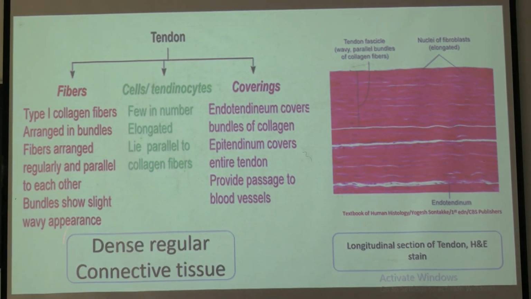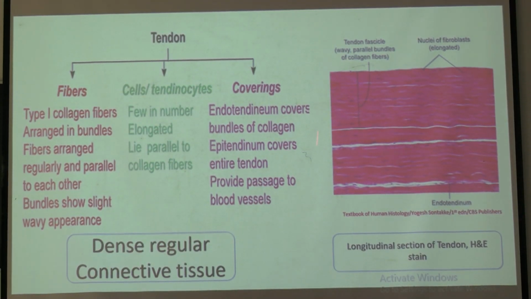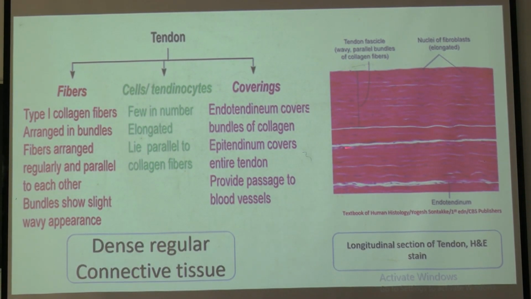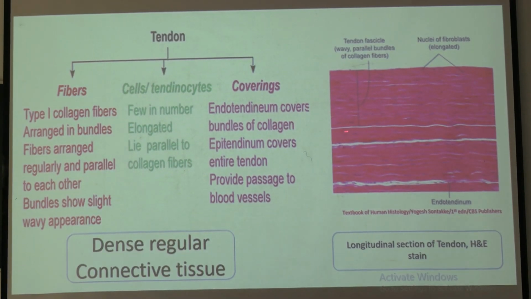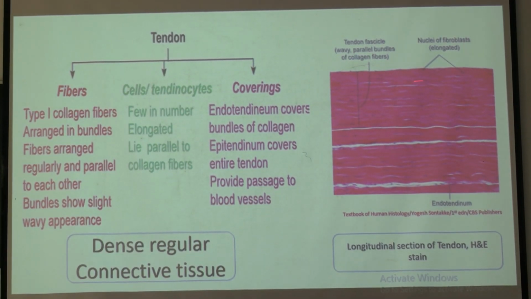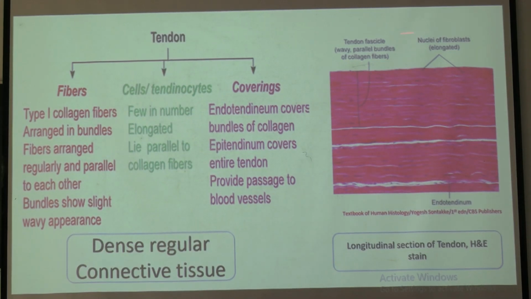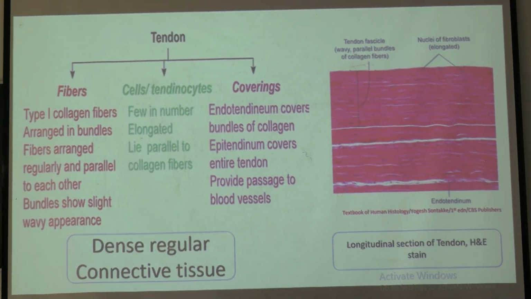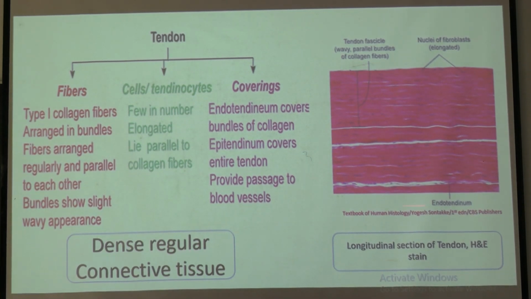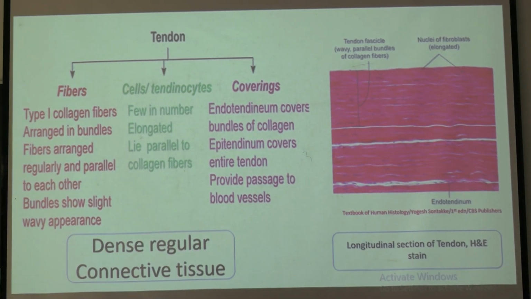So this is dense regular connective tissue. Like this, you will see collagen bundles arranged parallelly, and these flattened nuclei are of fibroblasts and fibrocytes. Nuclei of fibroblasts are elongated, and tendon fascicles are wavy parallel bundles of collagen fibers. Each of the bundles is covered by endotendinium.